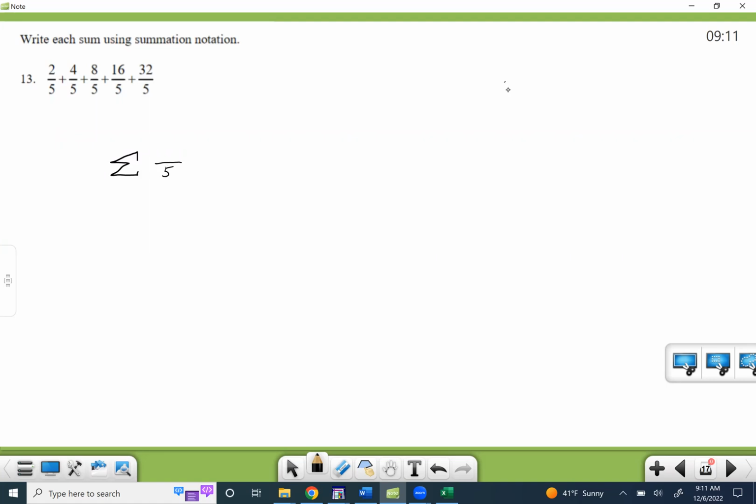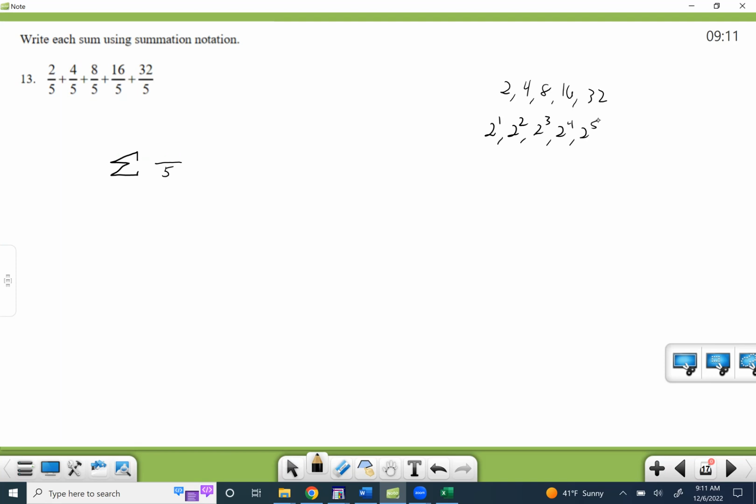But now we need to look at this 2, 4, 8, 16, 32. And we need to see what the pattern is. Okay. So I noticed that this first one is 2 to the first. This next one is 2 to the second. This one's 2 to the third. This one's 2 to the fourth. And this one's 2 to the fifth.